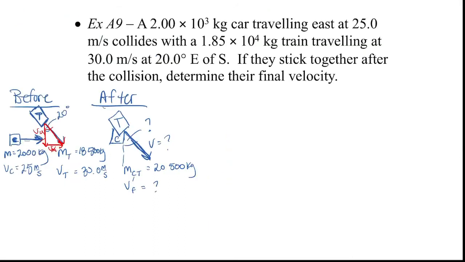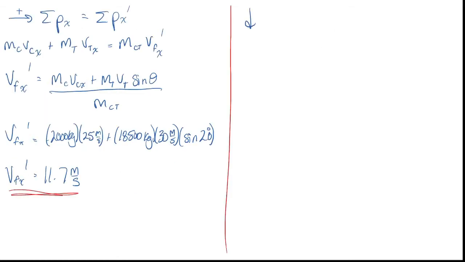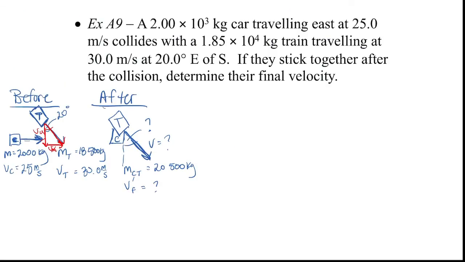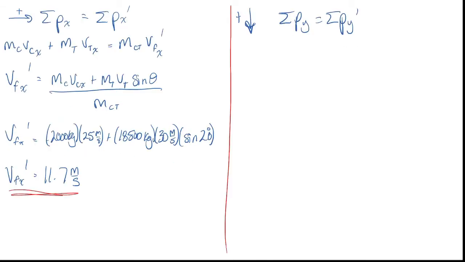But of course, now we have to go over to our Y direction and figure that out. In the Y direction, we are overwhelmingly going south, so I'm going to make that our positive direction. We know the sum of momentums in the Y direction before should equal the sum of momentums in the Y direction afterwards. Beforehand, the car has no momentum in the Y direction, but the train definitely does. I'll still write the momentum of the car in the Y direction.